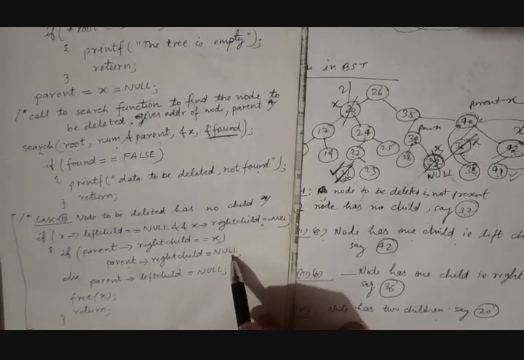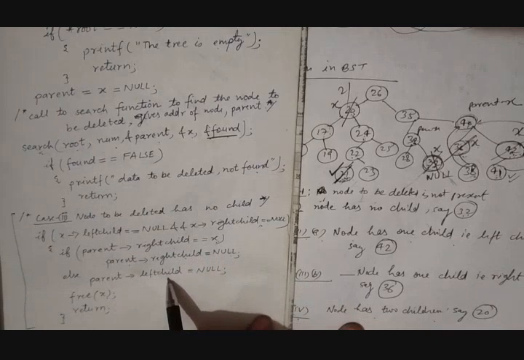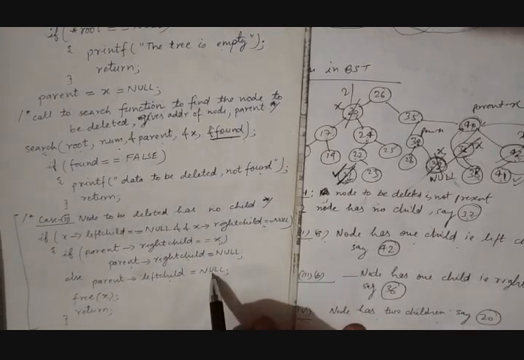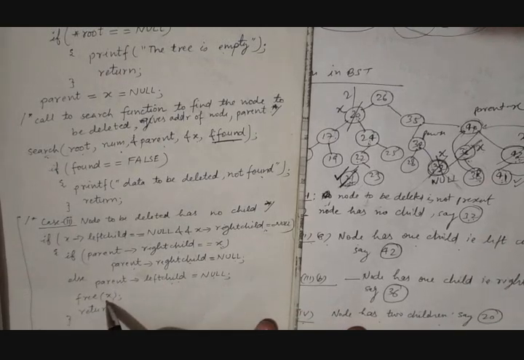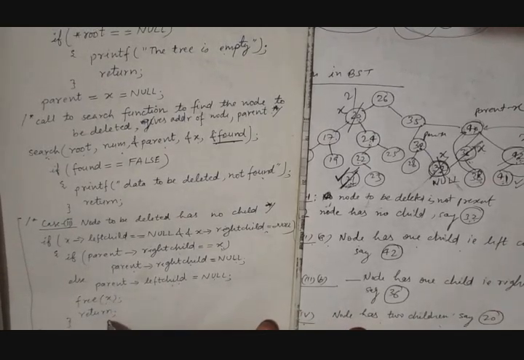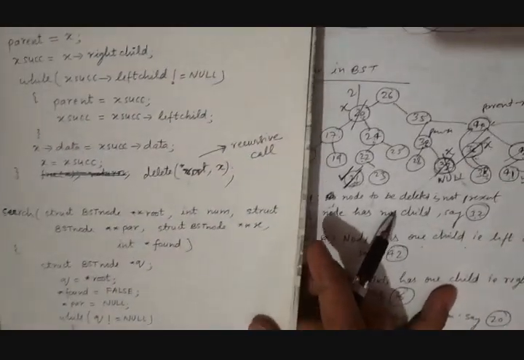So the parent of the right child will be null over here. Otherwise, if it is not the right child, then definitely it will be the left child. So in that case, we will set a null value to its parent's left child. Then we will call a free function to free the memory, and we will call return over here. So this is the code for case second.